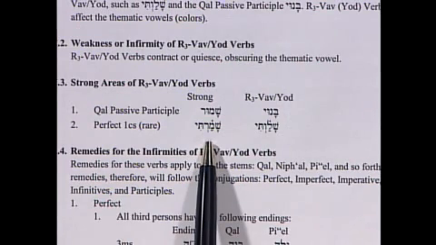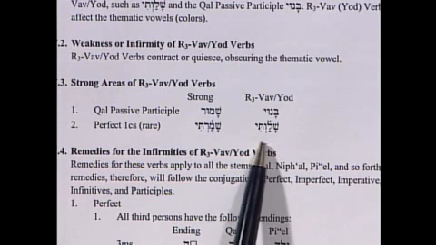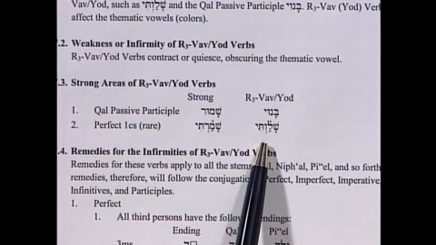Also, you get these rare forms that occur from time to time. It's not just the perfect 1CS, but occasionally you'll get these rare forms where you actually see the Vav or the Yod. In this example here, shalavti, you get this Vav here. And again, it's very rare that you get a form like this, but it does happen from time to time.